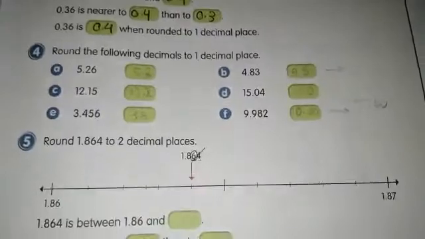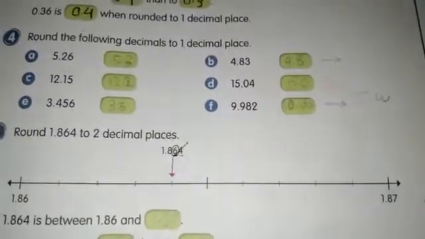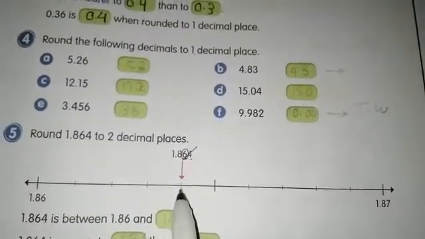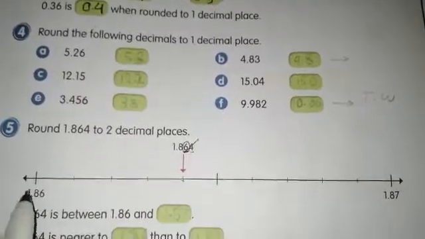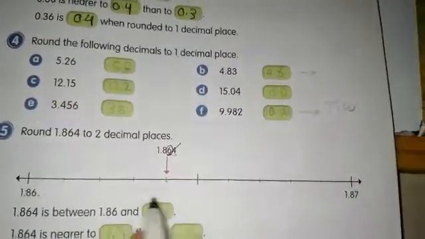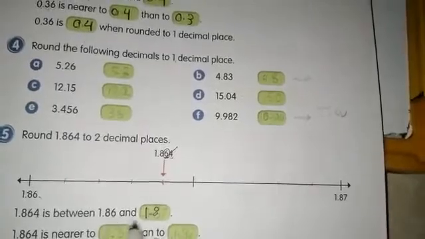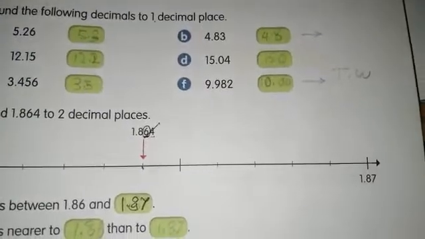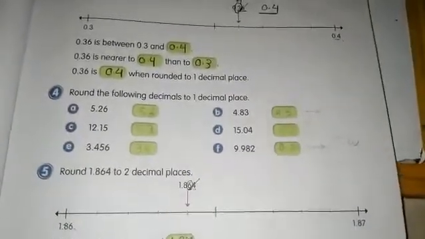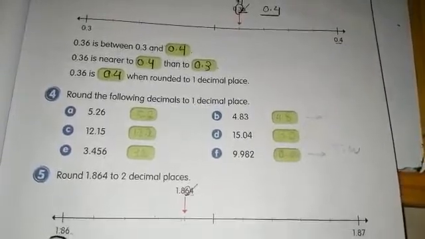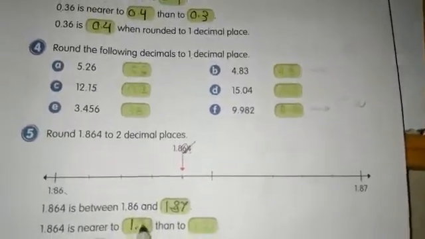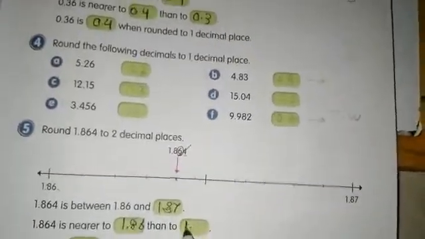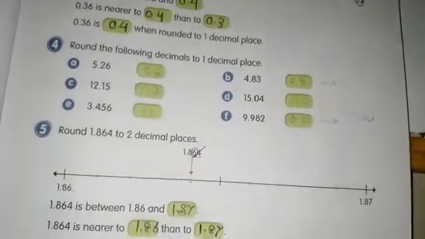Now here I have 1.86 and 1.87. Okay, 1.864, which is here, he already gave it to me. Okay, it's between what? It's between 1.86 and 1.87. 1.86 here, 1.87. Okay, it's nearer to what? What do you think? It's nearer to this one, right? 1.86. It's nearer to 1.86 than to 1.87.